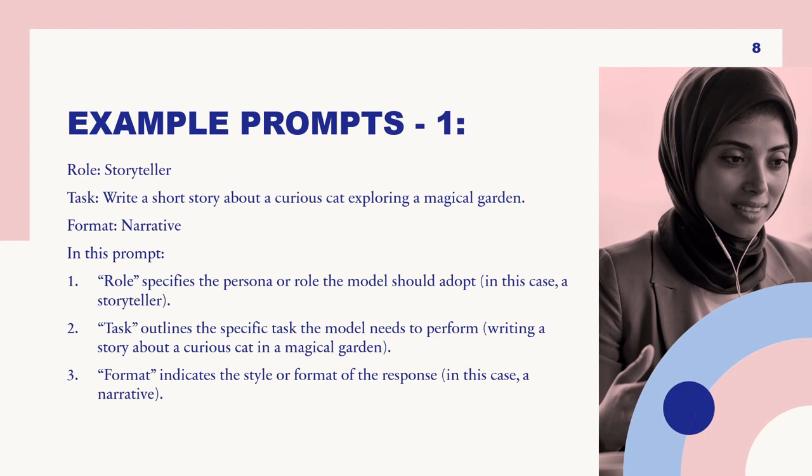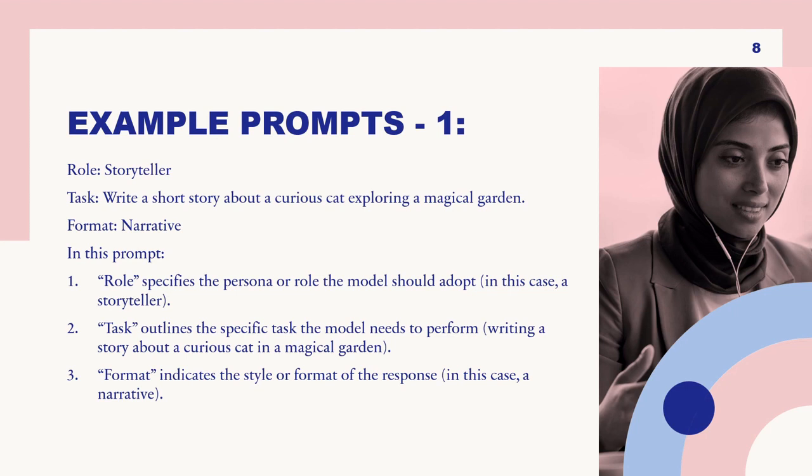Here we are clearly mentioning that the role is of a storyteller. The task is to write a story about a curious cat which is exploring a magical garden. The format should be narrative. You are not supposed to end it in one to two sentences. You have to write a paragraph on it.